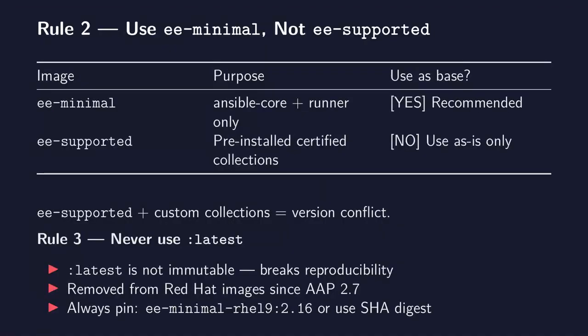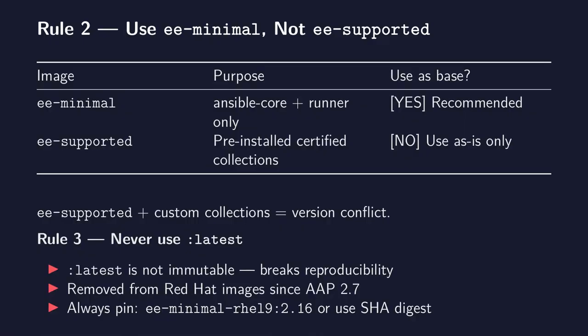Red Hat ships 2 base image categories. EE minimal includes only Ansible core and Ansible runner, the recommended starting point. EE supported ships dozens of pre-installed collections and is designed to be used as is, not as a base for customization. Adding collections on top of EE supported creates version conflicts that are hard to debug.